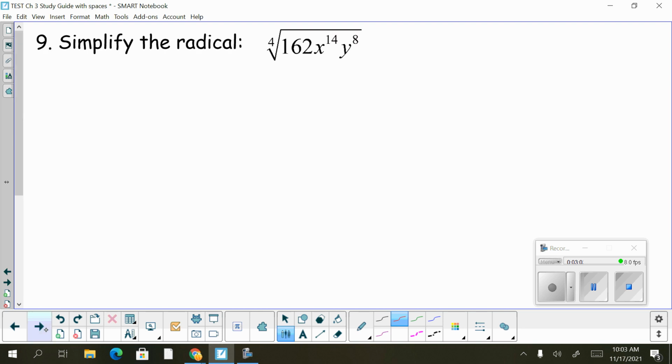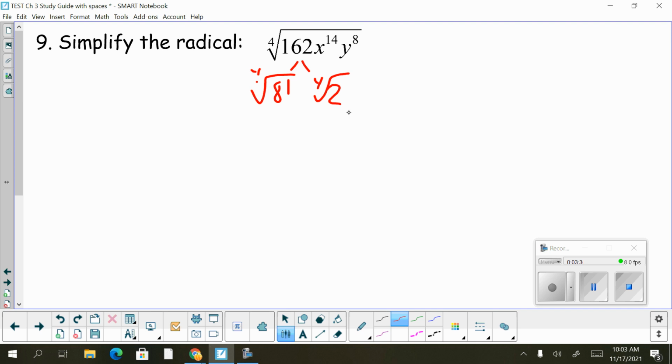Number 9, we're going to simplify the radical, but you need your list of perfect 4th roots. I can see my list from here if I look real hard. 1, 16, 81, 256. So 256 is obviously too big. It's 81 that we want. So it's going to be the 4th root of 81 times the 4th root of 2.